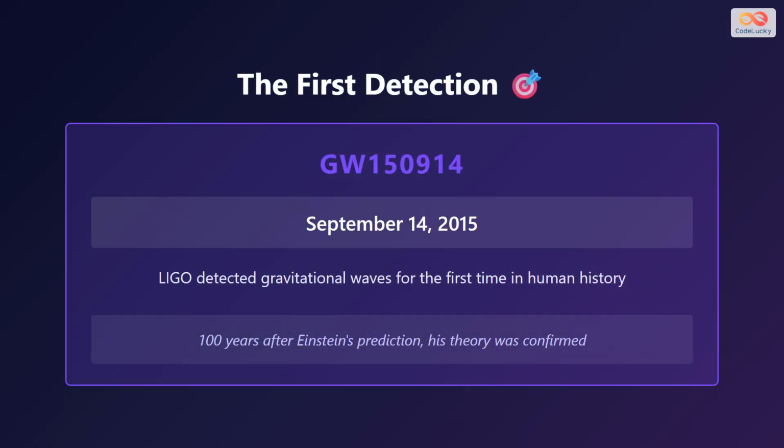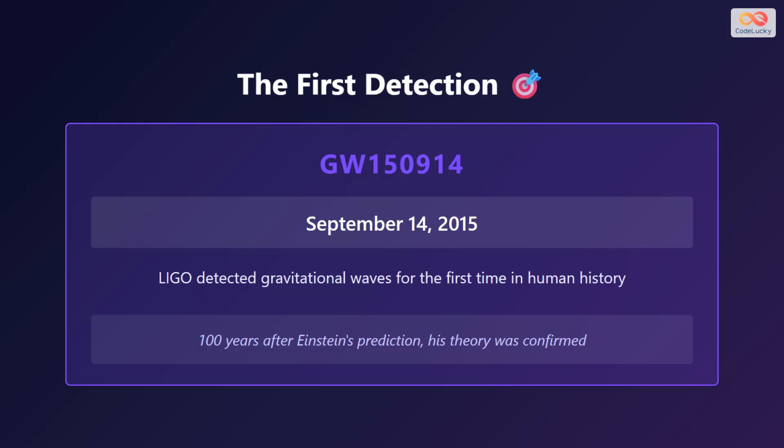On September 14, 2015, LIGO made history by detecting gravitational waves for the first time. This event was designated GW150914, named for the date of detection. This momentous discovery came exactly 100 years after Einstein first predicted the existence of gravitational waves in his general theory of relativity. The detection was so clear and unambiguous that it appeared in both LIGO detectors within milliseconds of each other, confirming that the signal came from deep space rather than from any local disturbance.